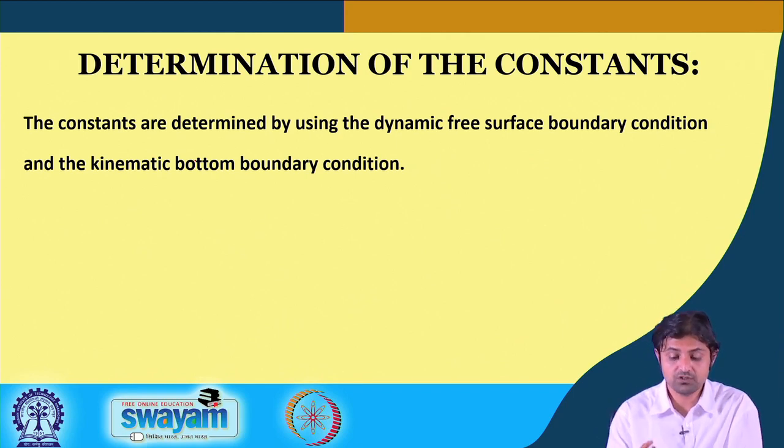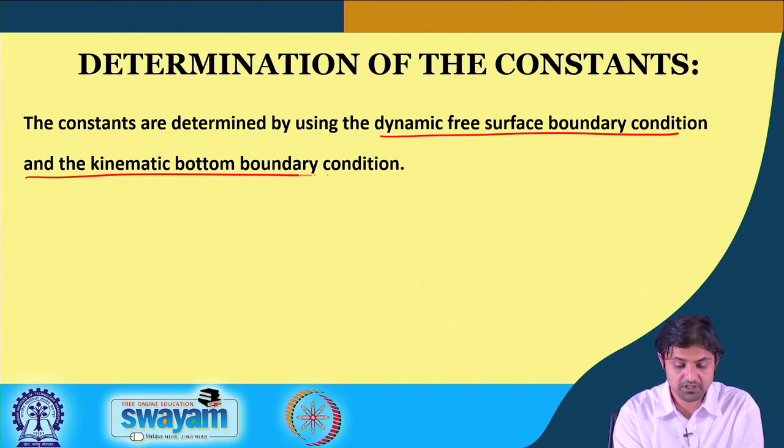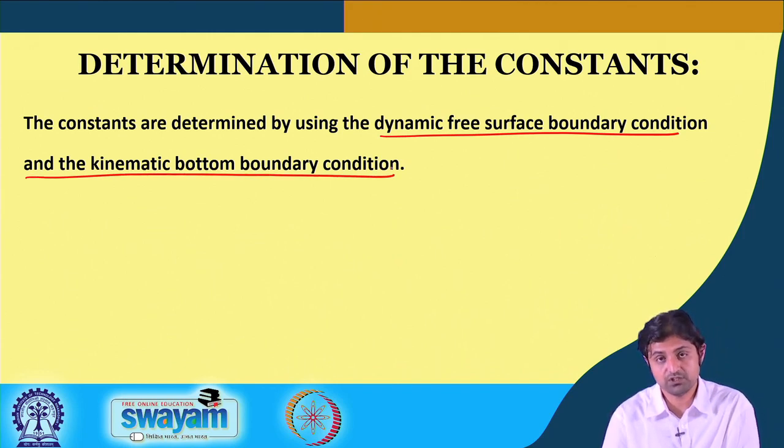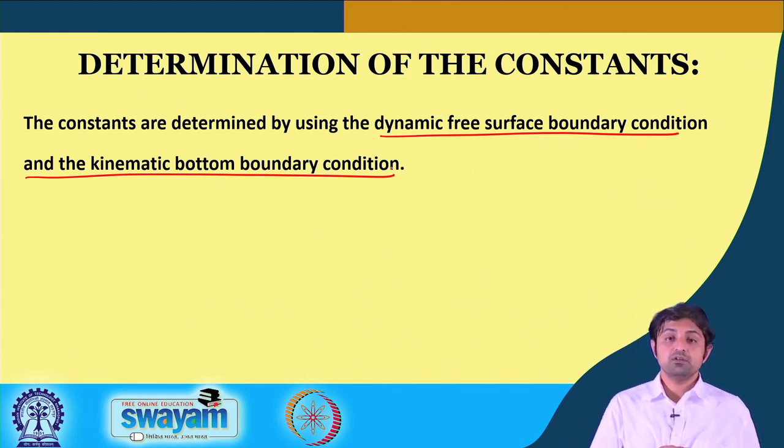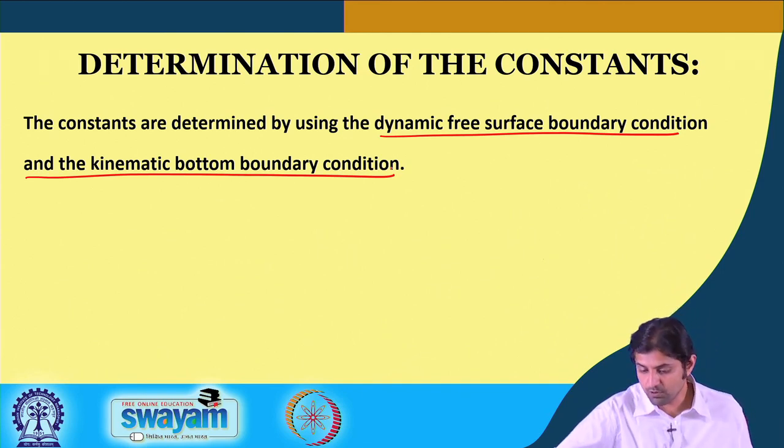The constants are determined using the dynamic free surface boundary condition and the kinematic bottom boundary condition, as you would remember, because by the definition of the boundary condition we said that there could be infinite number of solutions to a governing equation. However, with the application of boundary condition we can find one or more unique solutions to the problem. That is what we are going to do. These constants will be determined from the boundary conditions.